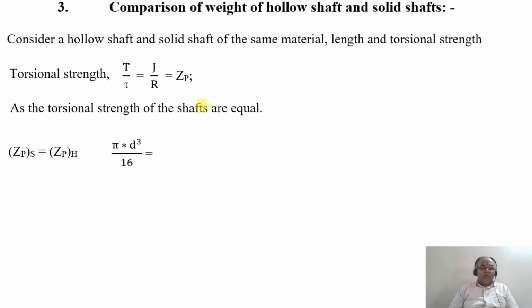So what is the sectional modulus of the solid shaft? It is pi d cube by 16. So that is because Zp will be equal to Jp by R, which will be equal to pi d to the power of 4 by 32 divided by d by 2. So pi d cube by 16 is the value. So that will be equal to pi by 16 into d naught to the power of 4 minus di to the power of 4 by d naught.